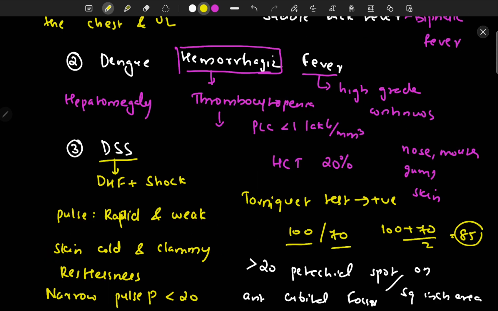Now there is a more revised classification, that is the 2009 WHO classification. In that there is dengue with or without warning signs and severe dengue. So, reviewing dengue hemorrhagic fever, there is high grade continuous fever. Hemorrhagic means increased bleeding tendency. So there will be thrombocytopenia, that means platelet count is less than 1 lakh per millimeter cube of blood. There will be increased bleeding tendency, spontaneous bleeding of the nose, mouth, gum and skin. You can do a tourniquet test, it will be positive, and the hematocrit will be raised by 20%, and there will be hepatomegaly.